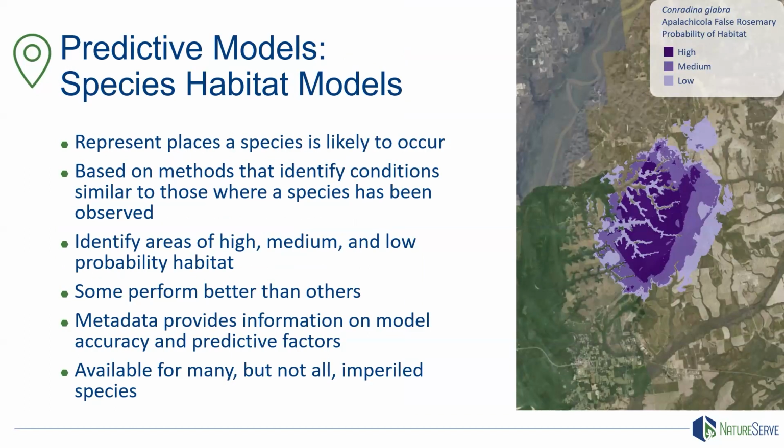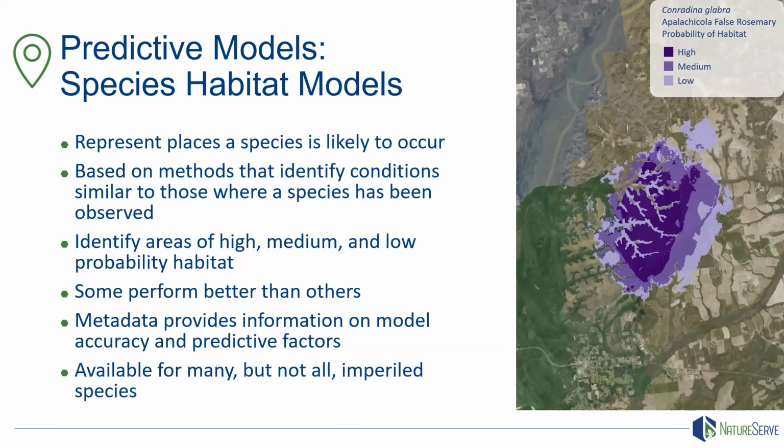The first type of predictive model we'll talk about here are species habitat models. Species habitat models represent places where a species is likely to occur using methods that identify conditions similar to those where a species has been observed. Our models identify habitats where there is a high, medium, and low probability for the species to occur.